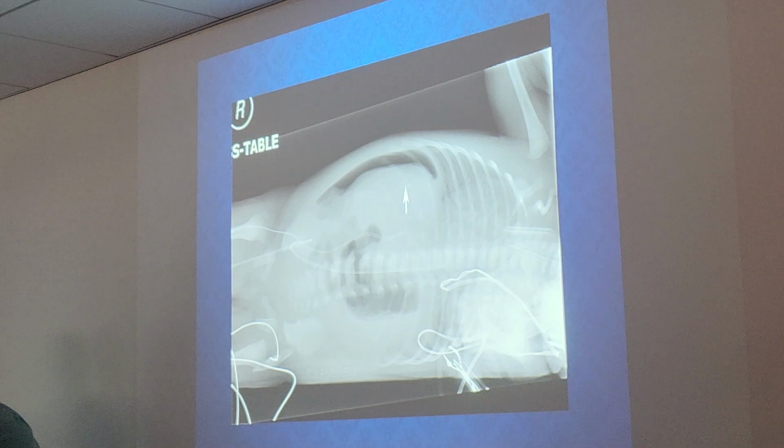Alright, so, look at the baby. Look at the pelvis. So this is a decubitus position done on a pediatric patient.